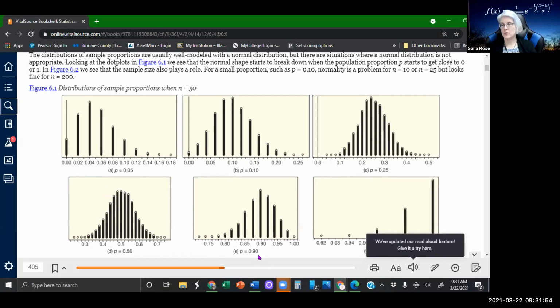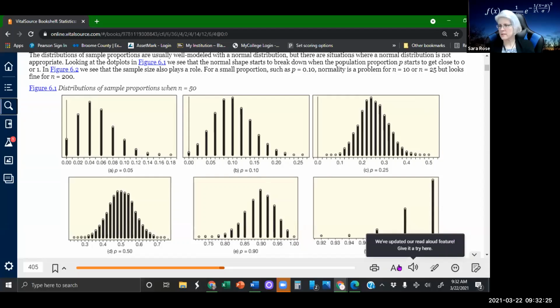Very nice. As you move into 0.90, notice if this is P, this is 1 minus P. If P is 0.90, 1 minus P is 0.10, and just like this is skewed, this image here is smaller. It's squeezed horizontally. It's unfortunate, but you can see it's skewed in the opposite direction.